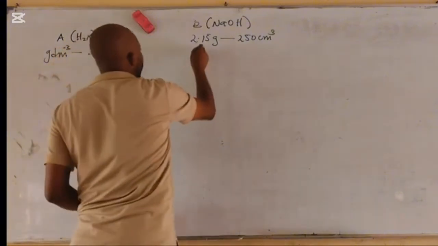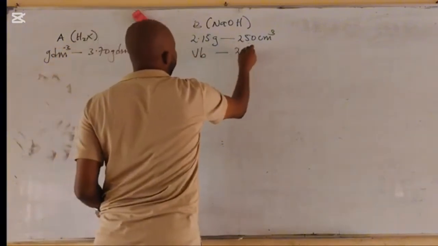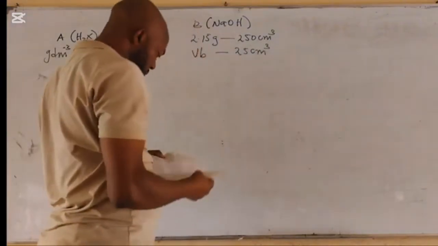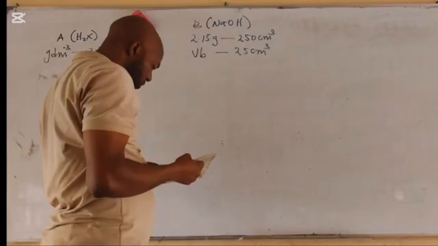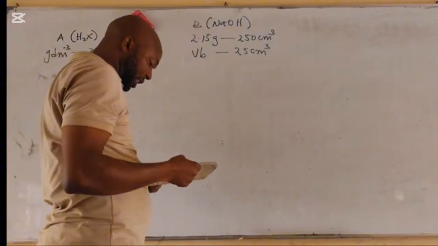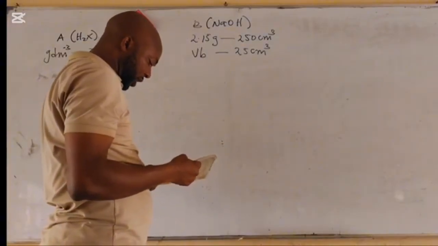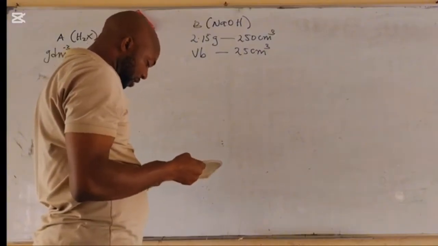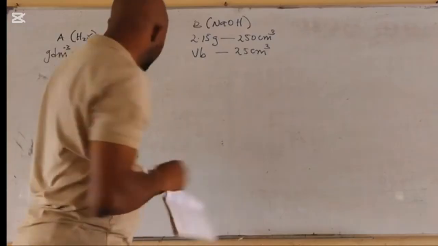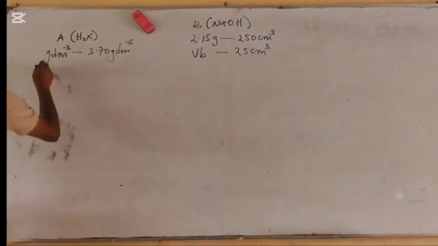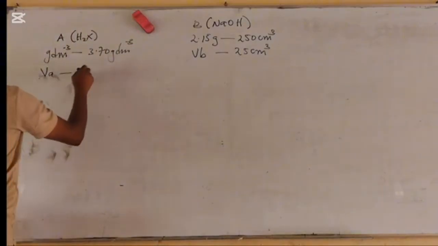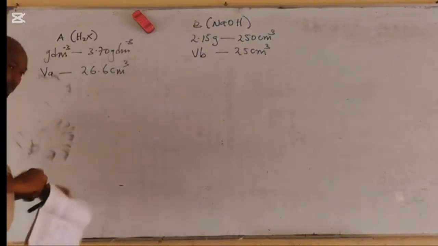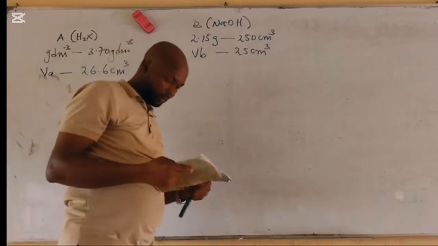So volume of the base is 25 cm cube. 25 cm cube of B, using methyl orange or screened methyl orange as indicator. Record the volume of your pipette, tabulate your burette readings and calculate the average volume of A used. And the average volume of A is 26.6. So the volume of acid is 26.6 cm cube. Okay.